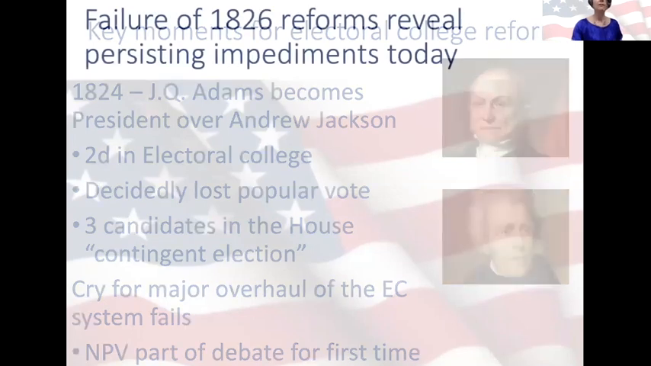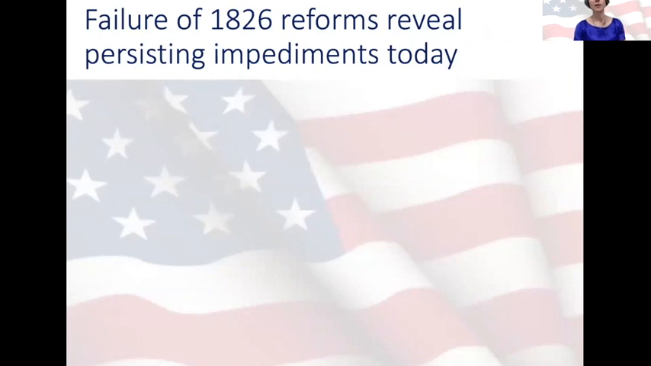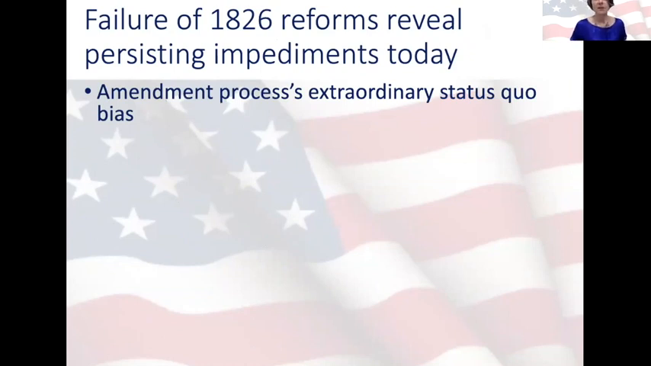Okay. Now, the failure of the reforms that were proposed in 1826 reveals the persisting impediments today, the things that keep us from becoming a more democratic system. First, our amendment system, our constitutional method for amending the Constitution, has an exceptionally strong status quo bias. You have to get 2/3 of the Senate, 2/3 of the House, and then 3/4 of states have to ratify it. And those of you who have been paying attention to the 100th anniversary of women's suffrage know that it came within just one state of failing.